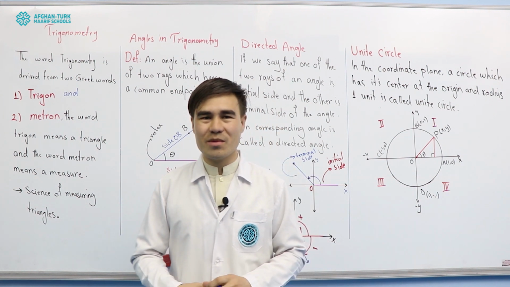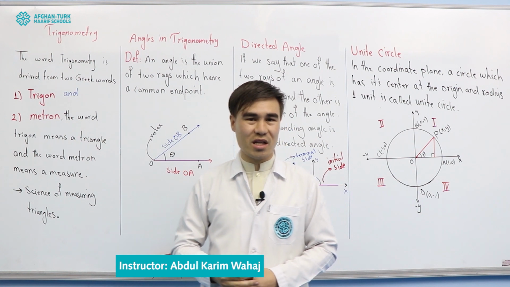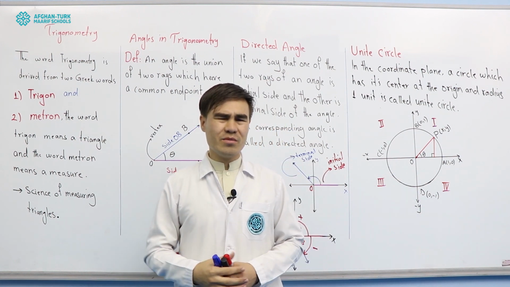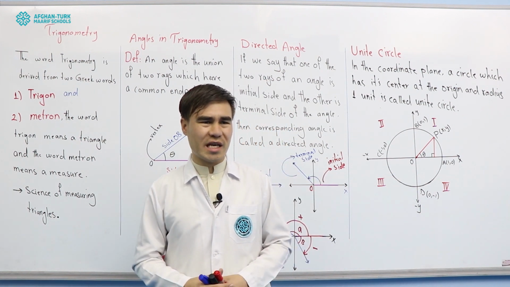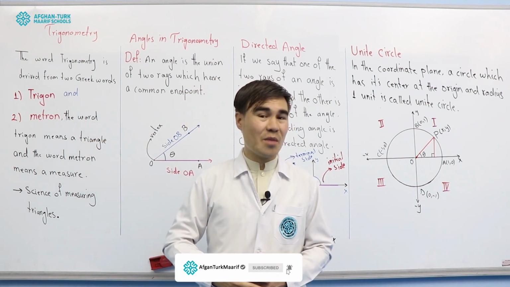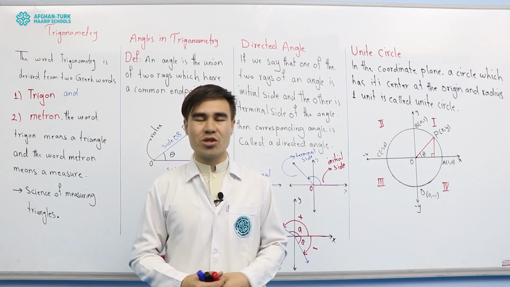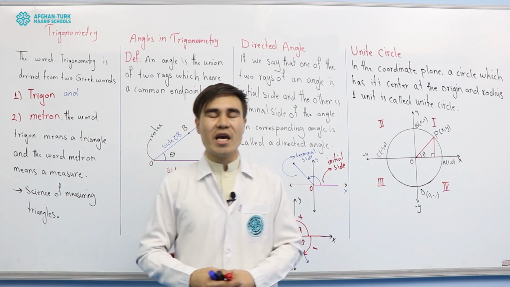Today we are going to talk about one of the important branches of mathematics, which is called trigonometry. Trigonometry has many applications in our daily life, and we can see trigonometric topics and figures in astronomy, chemistry, physics, and so on.